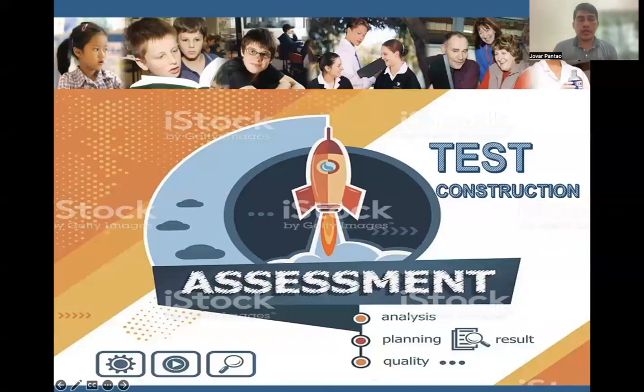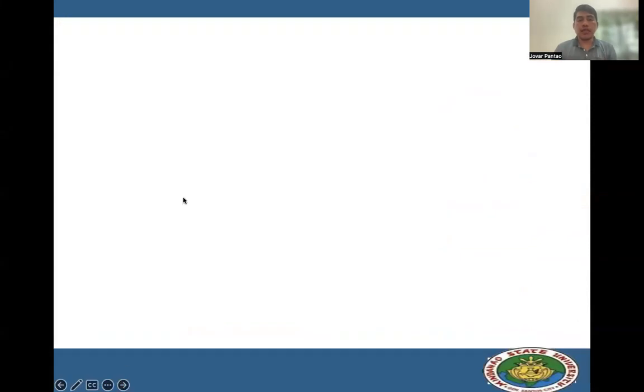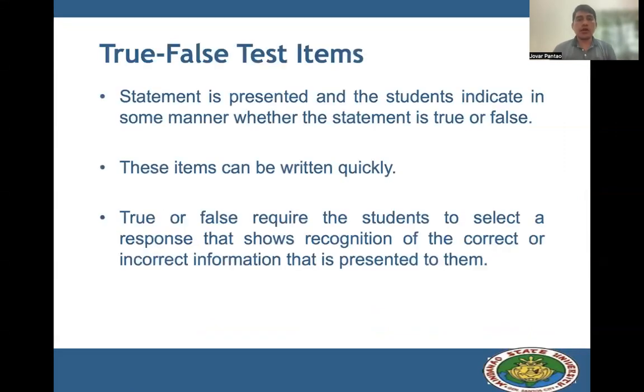Good day, everyone. Today we're going to learn about how to construct true or false test items. Now, what is a true or false type of test? Well, let's talk about the true or false test items. True or false items are items of the test wherein the students are to indicate in some manner whether the statement that is being presented in the test is true or false.